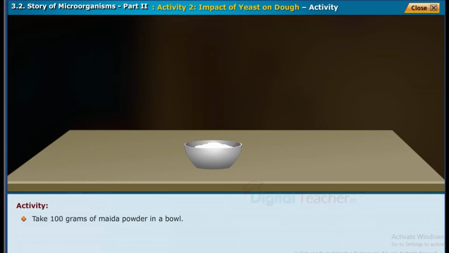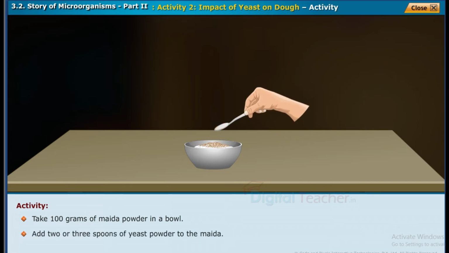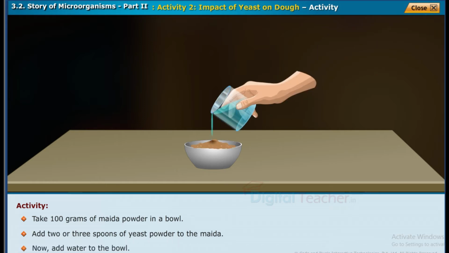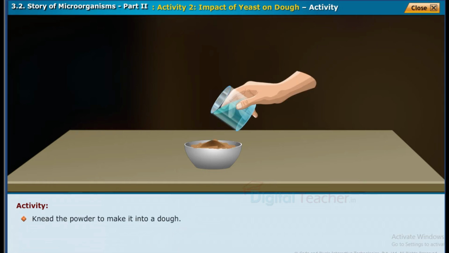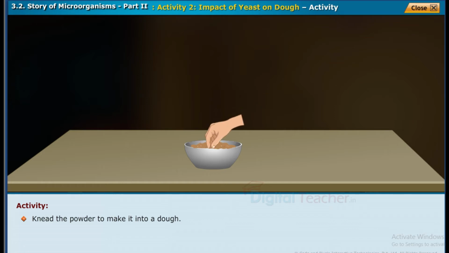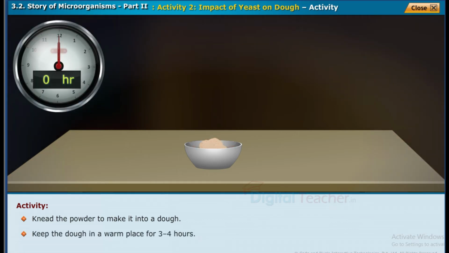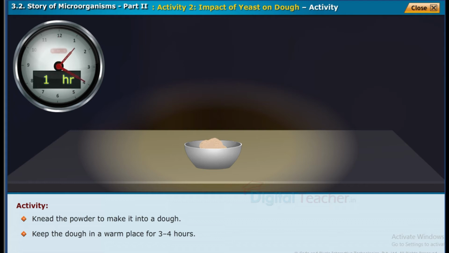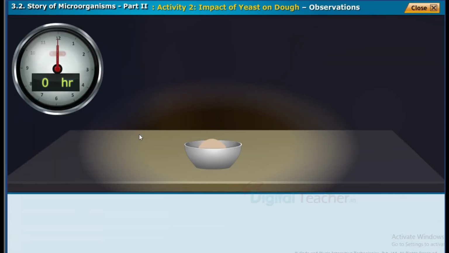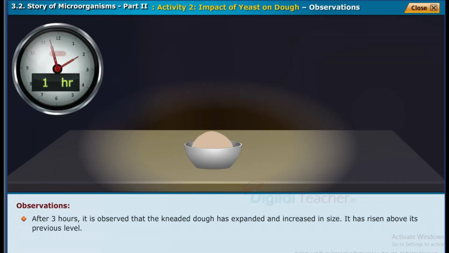Take 100 grams of maida powder in a bowl. Add 2 or 3 spoons of yeast powder to the maida. Now add water to the bowl. Knead the powder to make it into a dough. Keep the dough in a warm place for 3 to 4 hours. After 3 hours, it is observed that the kneaded dough has expanded and increased in size. It has risen above its previous level.